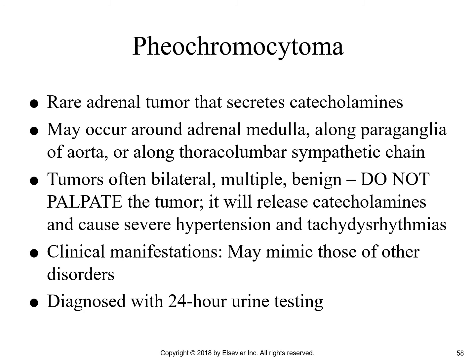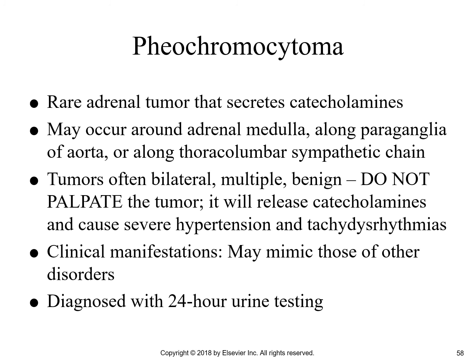Pheochromocytoma is a rare adrenal tumor that secretes catecholamines. It may occur around the adrenal medulla, along the paraganglia of the aorta, or along the thoracolumbar sympathetic chain. Tumors are often bilateral, multiple, and benign. Do not palpate these tumors. It will release the catecholamines and cause severe hypertension and tachydysrhythmias.